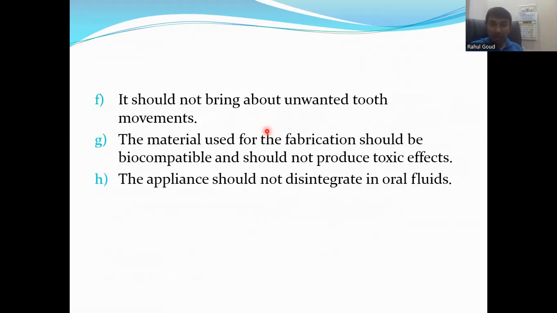And the material used for the fabrication should be biocompatible and should not produce toxic effects. The appliance should not disintegrate in oral fluids.